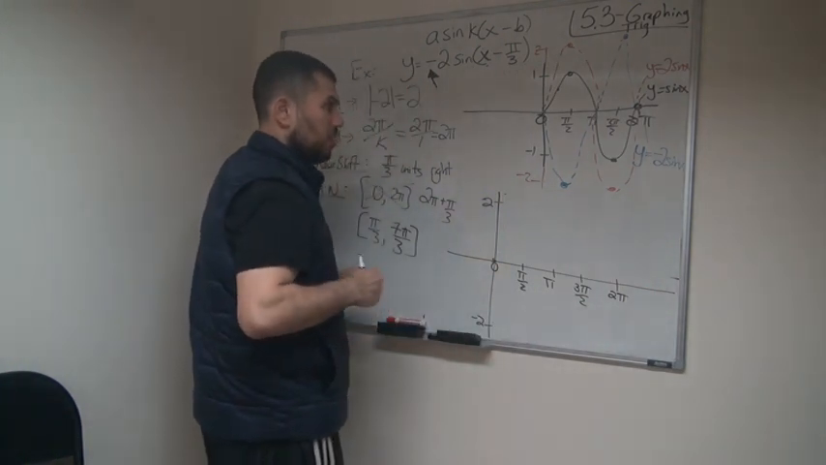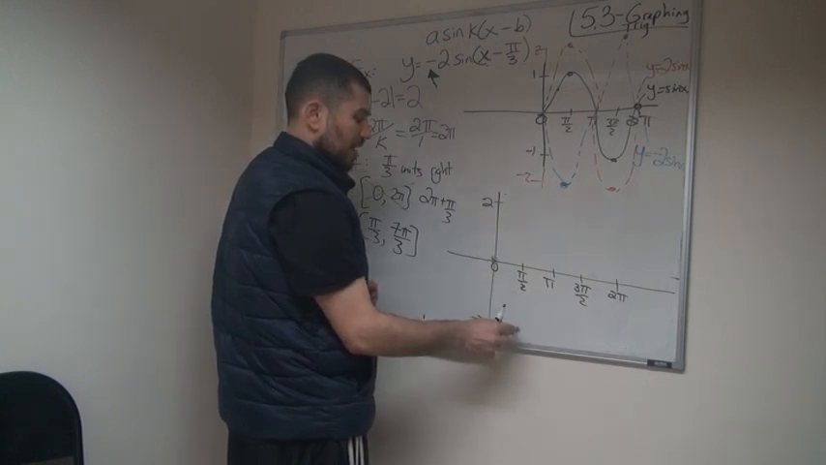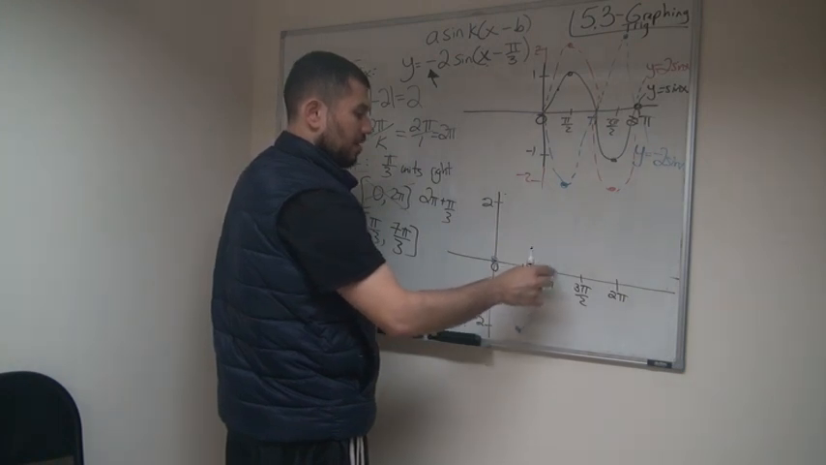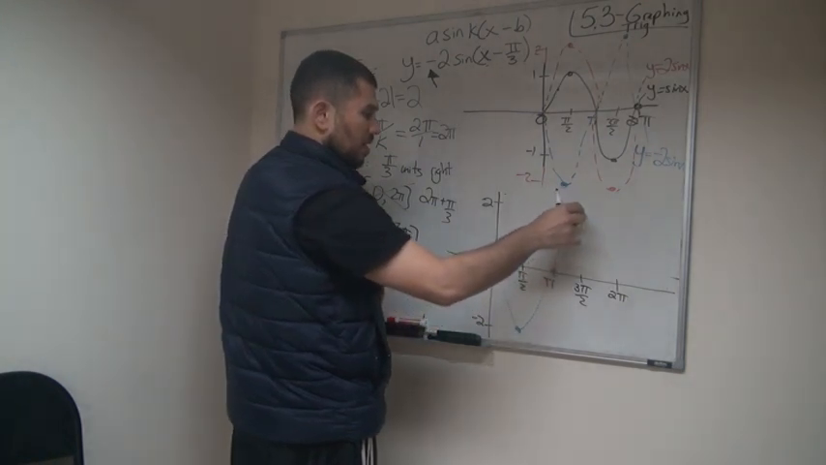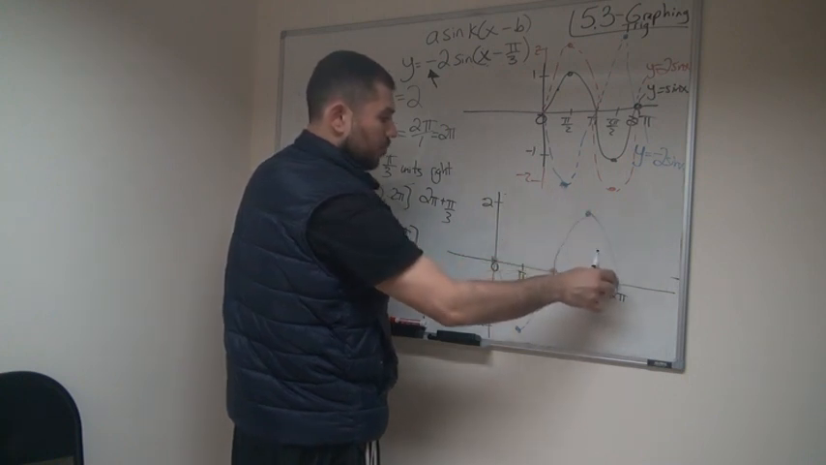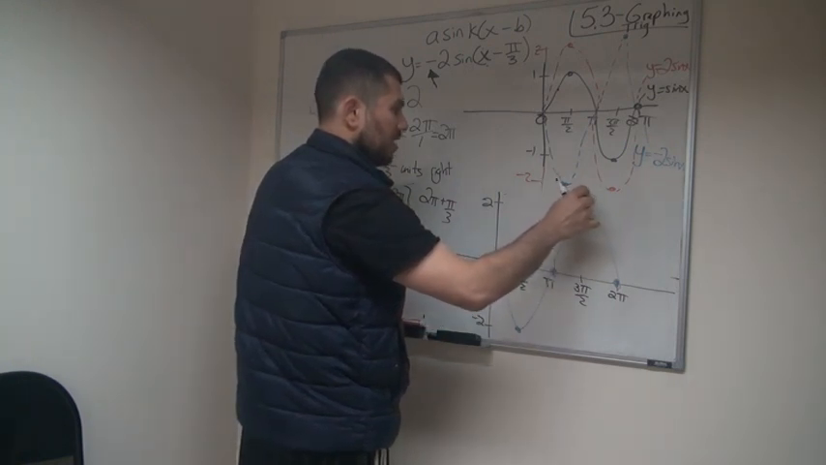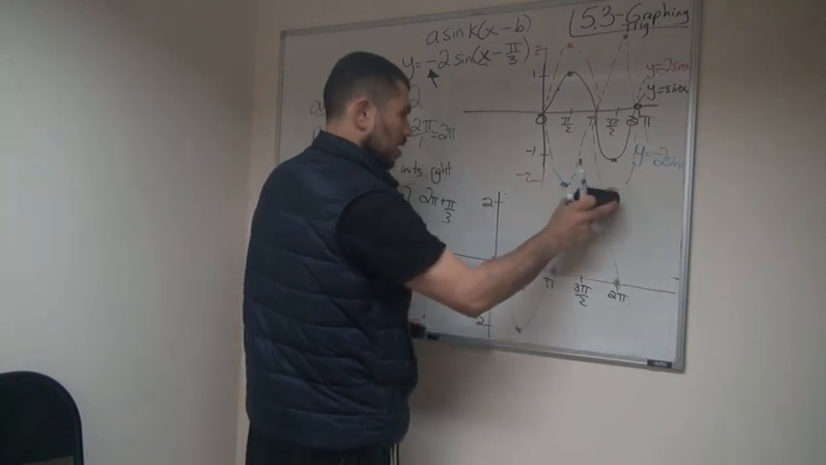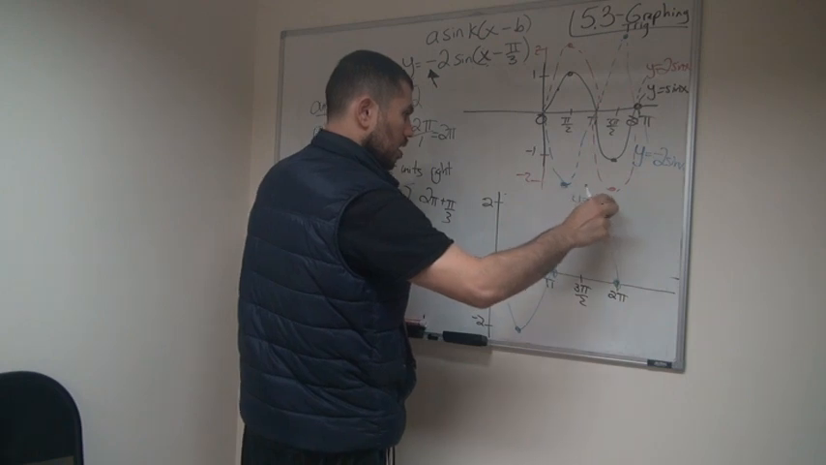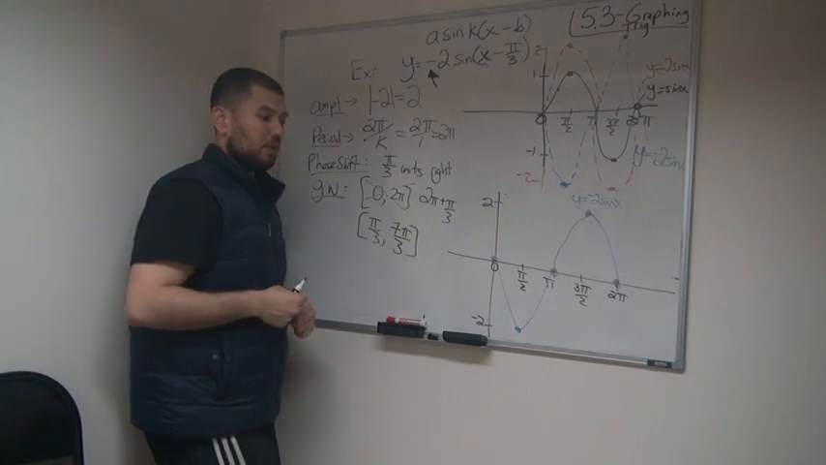So the blue dashed line again starts at 0, 0, mins out at pi over 2, -2, hits pi, 0, maxes out at 3 pi over 2, 2, and hits a 0 again at 2 pi. That's y equals -2 sine of x. But what would the graph of -2 sine of x minus pi over 3 look like?